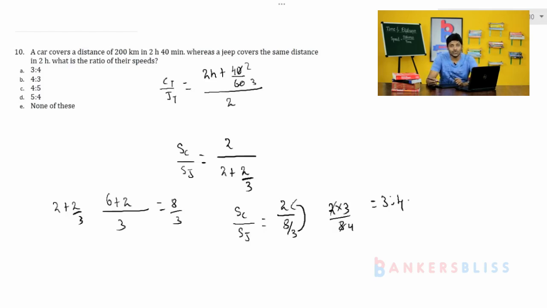Because of that reason, you have to divide it by 60. So 40 by 60, after simplification I got 2 plus 2 by 3. Later on after the simplification I got 3:4 is the ratio for speed of car and speed of jeep. So 3:4 is the answer. Option A is the answer. Always remember conversion. Wherever the conversion is required, you have to convert. Otherwise, you won't get the right answer. Okay, let's move on to the next problem.